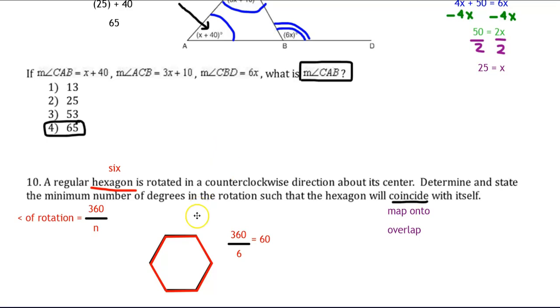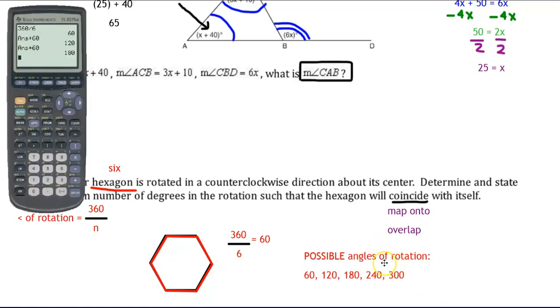However, take heed that I could also rotate it another 60 degrees, boom, and it still coincides. And another 60 degrees, boom, and it still coincides. And another 60 degrees, boom, and it still coincides. So if the question was asking what are all the degrees in the rotation, such that the hexagon maps onto itself or overlaps on itself, it's not just 60.